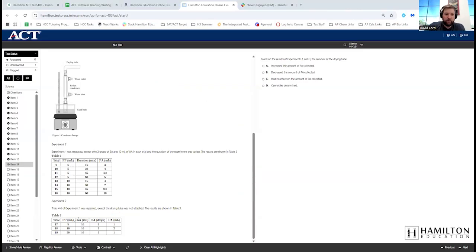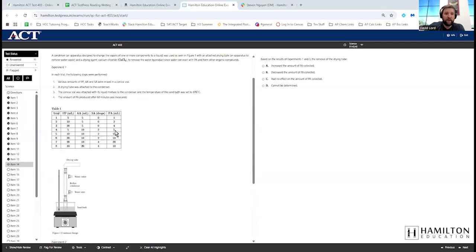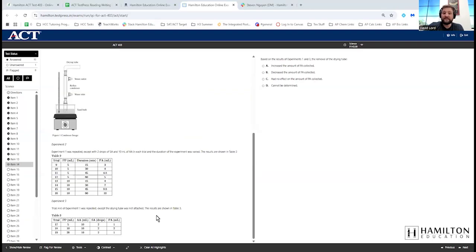So it looks like we're looking for trial 17, 18, 19, and comparing that to 4, 5, and 6. So we have 1, 2, 1. If we go to 4, 5, 6, we have 5, 10, 10. So it seems like the PA was way less for trials 17 to 19. So removing the drying tube reduced the amount of PA. So B is the answer.